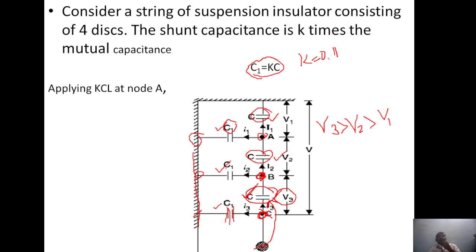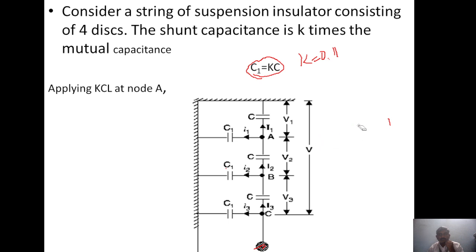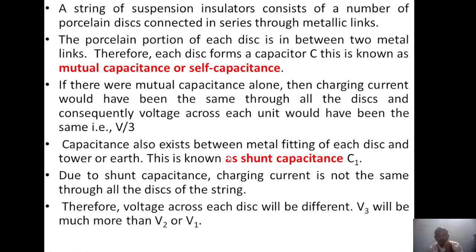Now we will find out how to find the values of V1, V2, V3 for this given string. Now apply KCL at node A. Where is node A? Before that we'll erase all these things. Okay, now it's fine. Now come to node A.